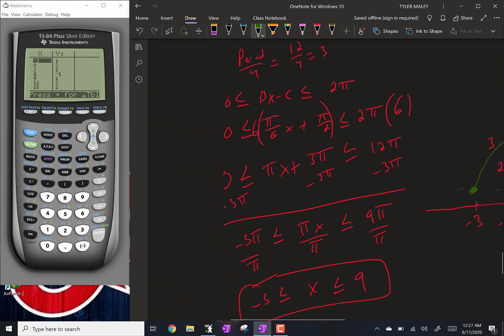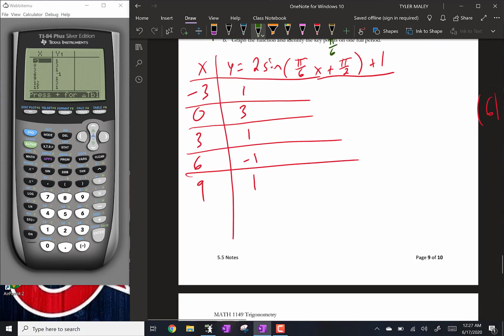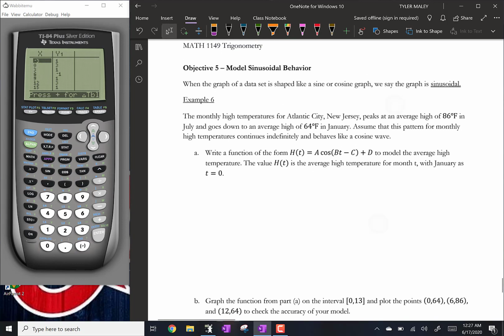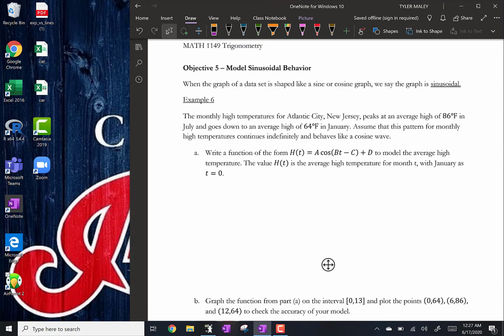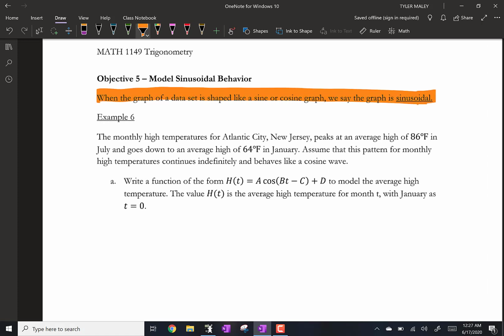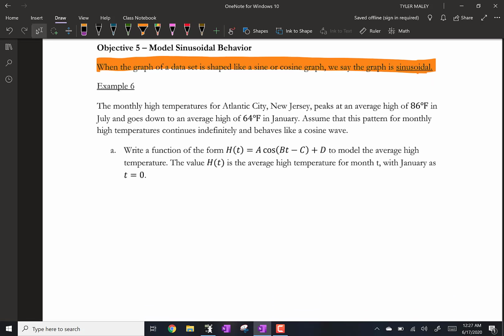All right, so that finishes out that example. The very last thing here is going over an application. Let me get rid of the graphing calculator and go full screen. I'm just reading here. When the graph of a data set is shaped like a sine or cosine graph, we say the graph is sinusoidal, essentially having that wave-like shape. There are a lot of things that model like that naturally.